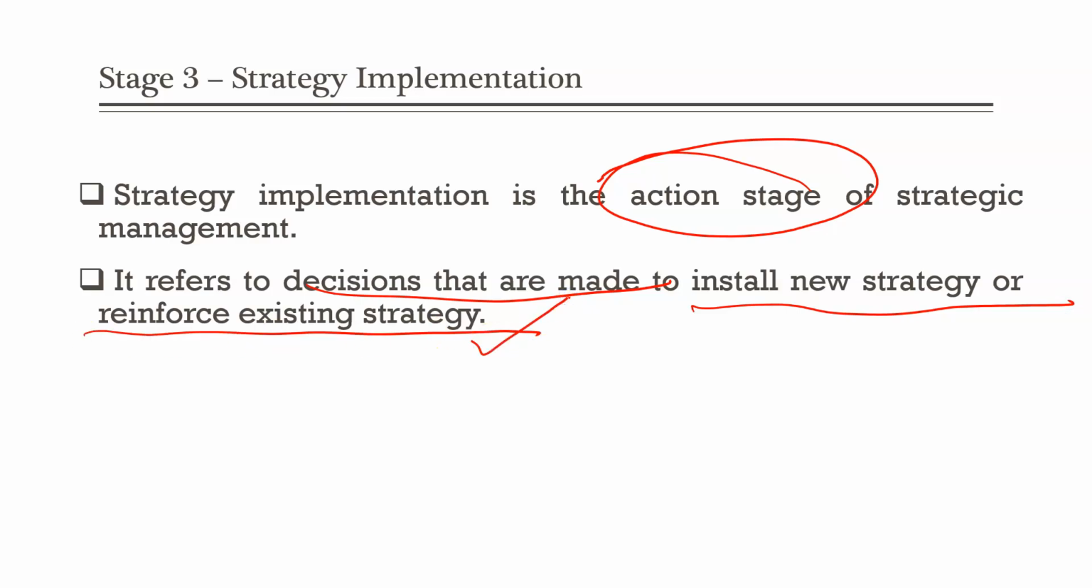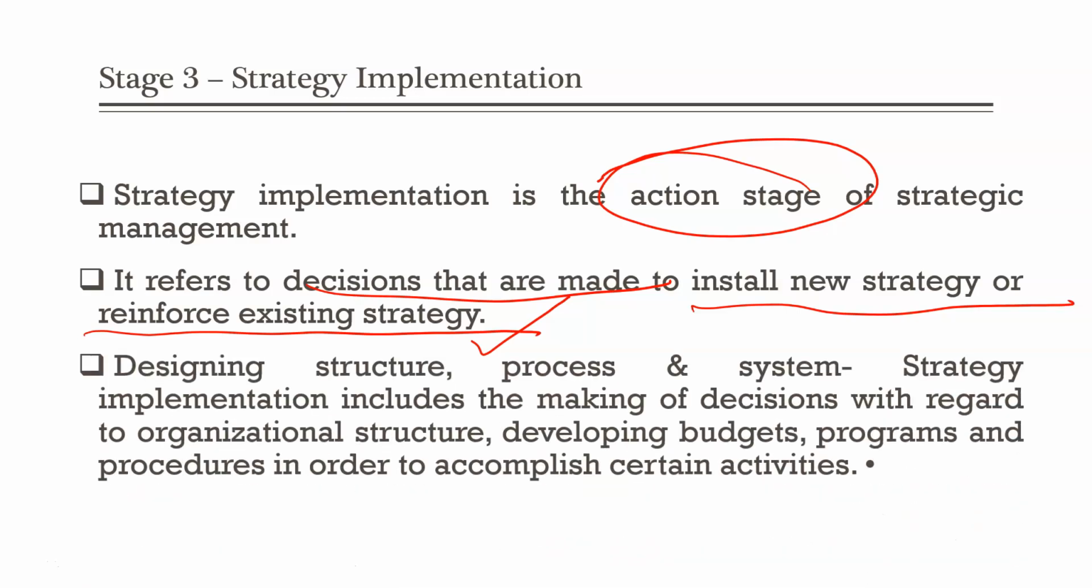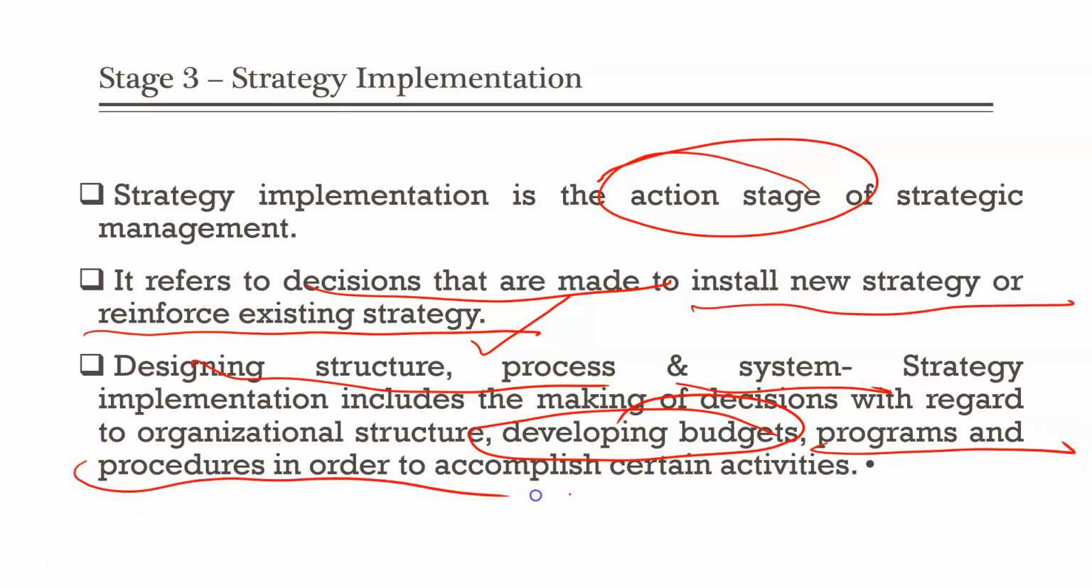There could be two possibilities. Either you are trying to install or implement a new strategy, or you are trying to reinforce the existing strategy which was earlier created. So what we can do first is think about designing structure, process and system. Most of the strategy implementation is about thinking about the structure of the organization, developing different kinds of budgets for programs. We try to develop different processes and procedures to accomplish certain activities. That is your first way of implementing the strategy.